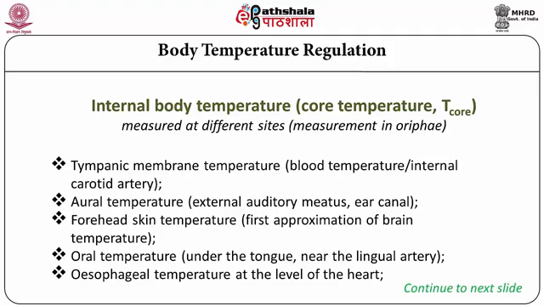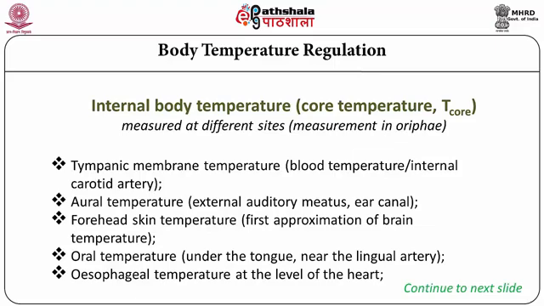One is the tympanic membrane. The tympanic membrane in our inner ear is close to the internal carotid artery. Often we say it records the temperature of the blood, which is the internal body temperature. Tympanic membrane temperature is difficult to measure. That's why sometimes temperature can be measured from the external auditory meatus. The forehead is very hot in comparison to all other parts of the body. That's why sometimes we call it the first approximation of the brain temperature.